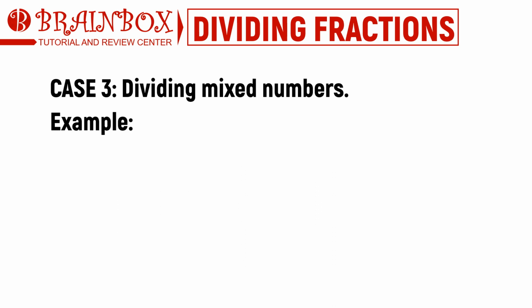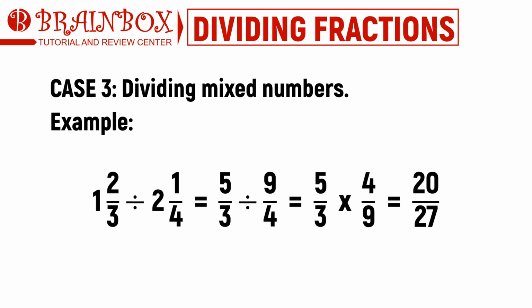Case 3. Dividing mixed numbers. Similar to what we have performed in multiplying fractions, we first convert the mixed fractions to improper fractions. In our example, this will give us 5/3 and 9/4. Then, we take the reciprocal of 9/4, which is 4/9, then we can now proceed to multiplication. The final product is 20/27.